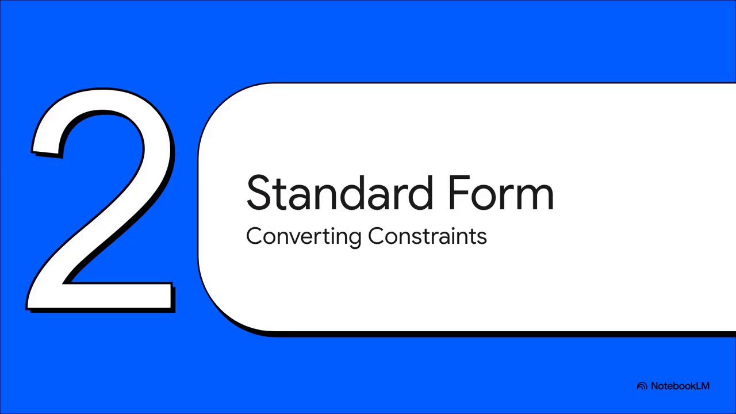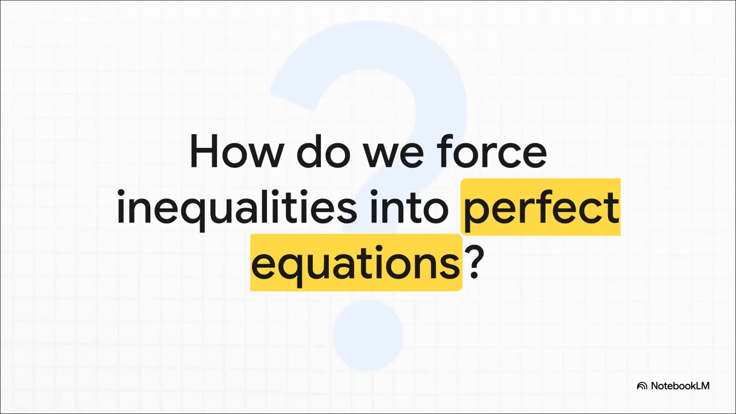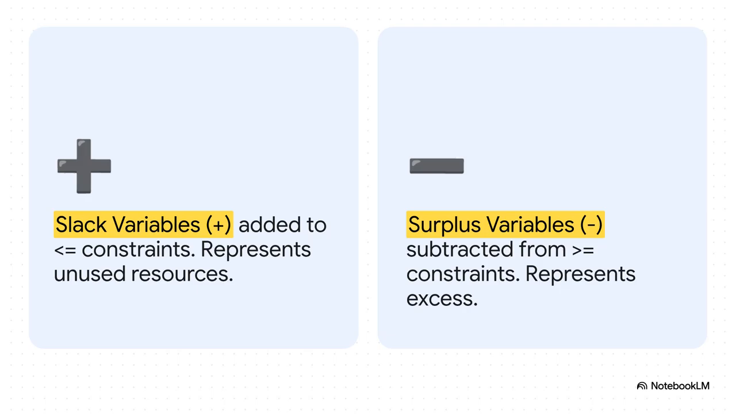Moving into Section 2, converting to standard form, we gotta prep our constraints. In accounting, everything has to balance, right? You know this. So ask yourself, how on earth do we turn a less than or equal to or a greater than or equal to constraint into an exact equal sign? The Simplex algorithm just cannot process inequalities. It demands absolute perfection. Well, this brings us to a brilliant anchor metaphor.